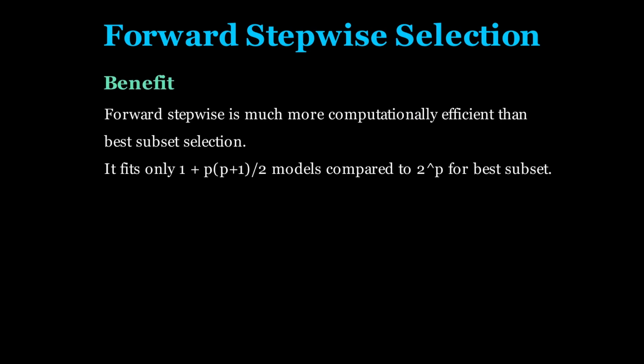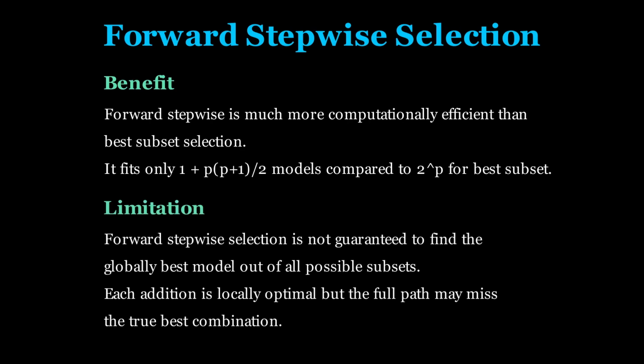Compared to best subset selection, forward stepwise selection only needs to fit 1 plus p times p plus 1 divided by 2 models in total. For p equals 20, that is just 211 models, compared to over 1 million for best subset selection, which is nearly a 5,000 times difference.